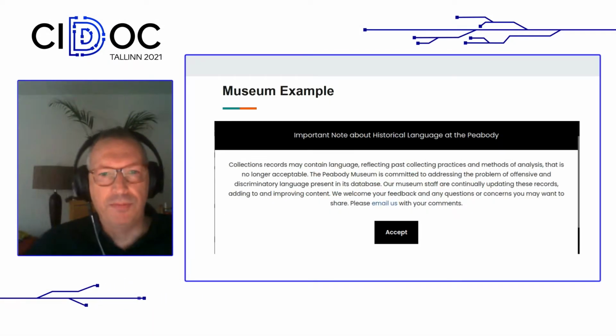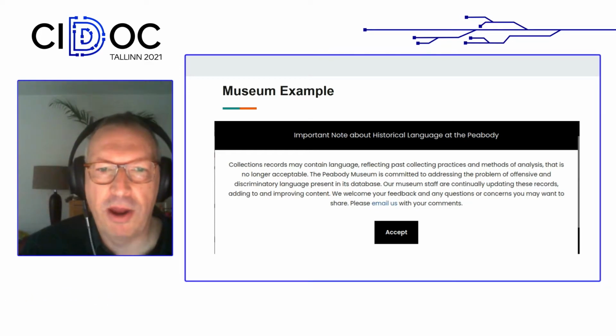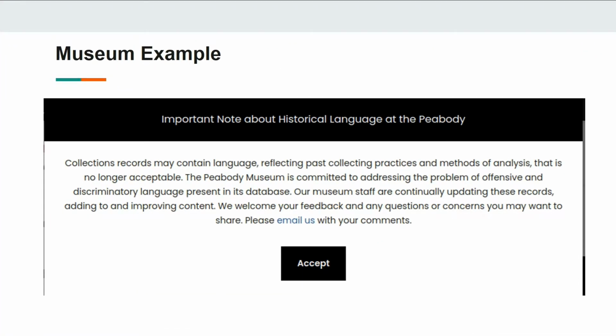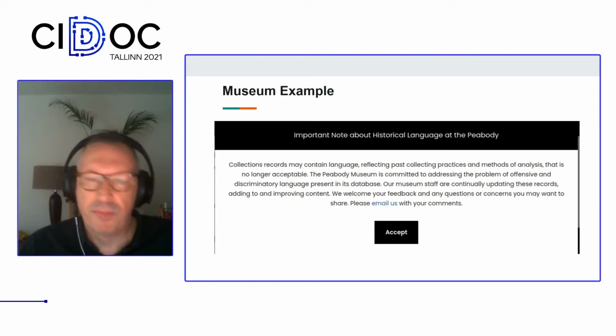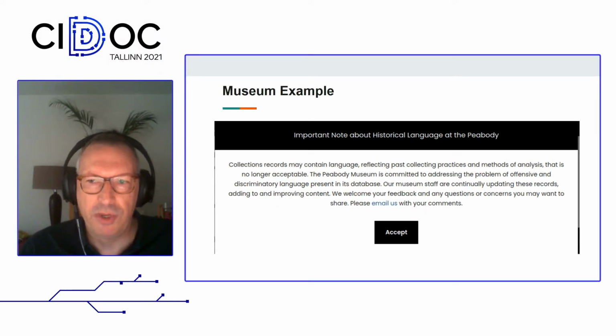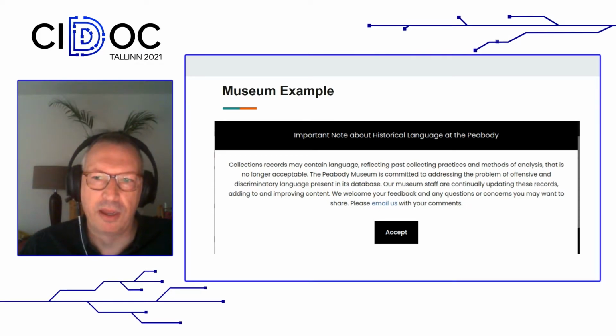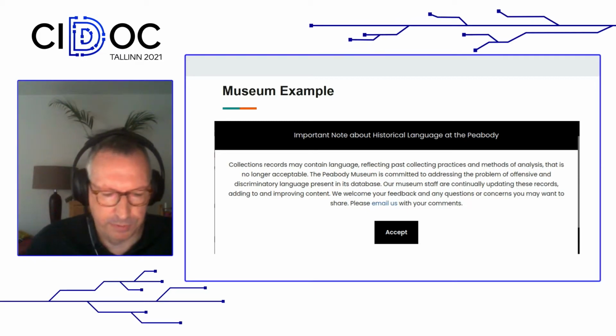And on the Peabody Museum's website, they've actually put in a notice that you have to accept before entering the site. So they say that collection records may contain language reflecting past collection practices and methods of analysis that is no longer acceptable. So they're actually pointing out the problem that potentially there is offensive and discriminatory language, although they haven't actually taken the site down. So you have to press this button. But is it just about the language, or is it also about missing context? So these are the two big issues: the language that we're using and the things that we're omitting from those data records.